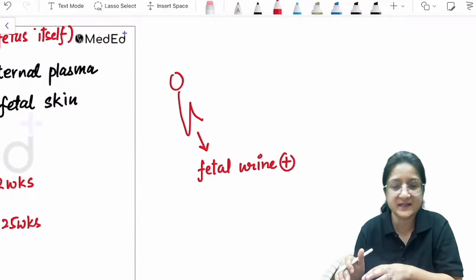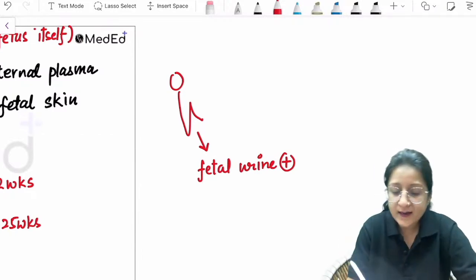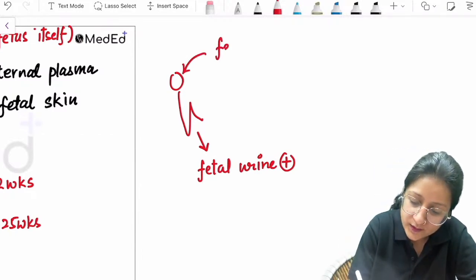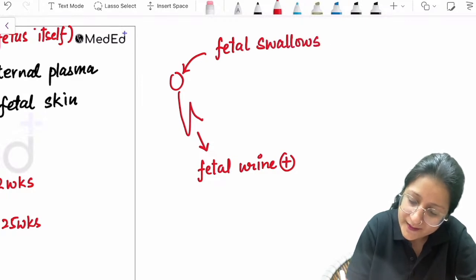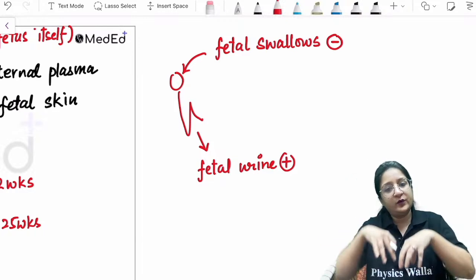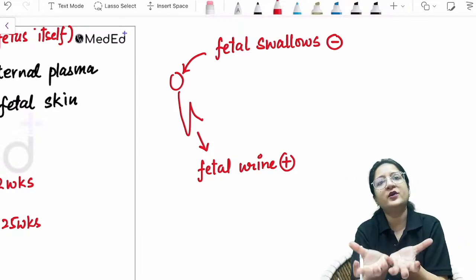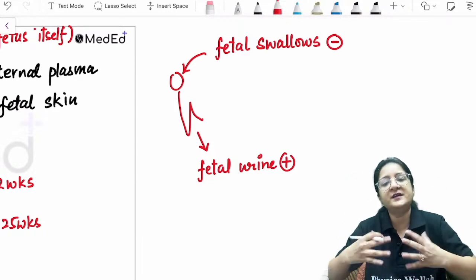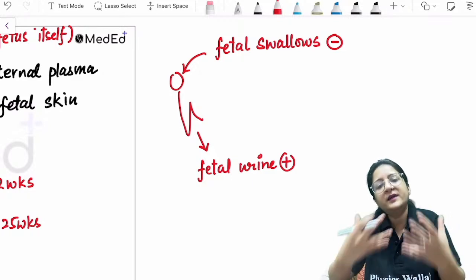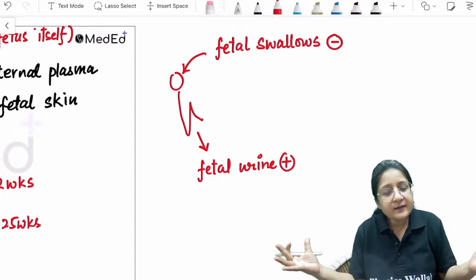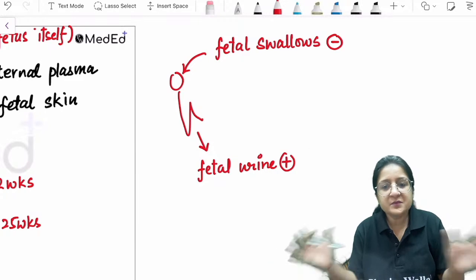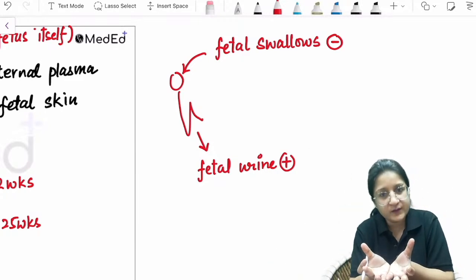That's why I make a plus sign. On the other hand, the fetus also swallows amniotic fluid, so that takes away from the amniotic fluid volume. That's why a constant amniotic fluid volume is maintained. Otherwise, the fetus will keep producing urine on a daily basis, and the amniotic fluid volume will keep increasing, but it is maintained at a normal value, isn't it?